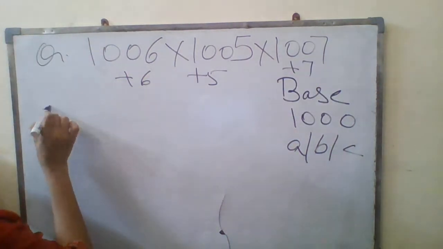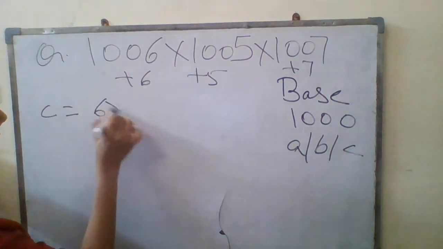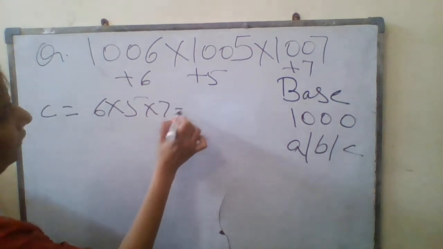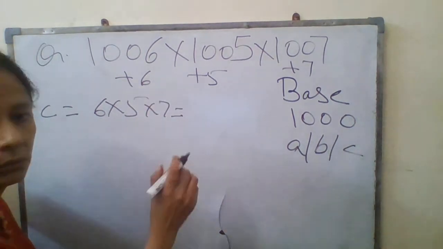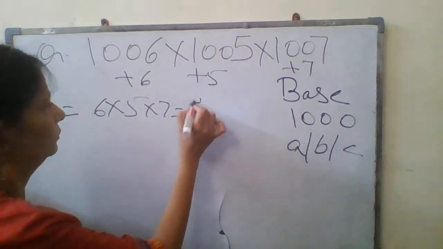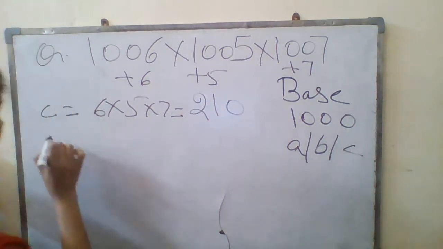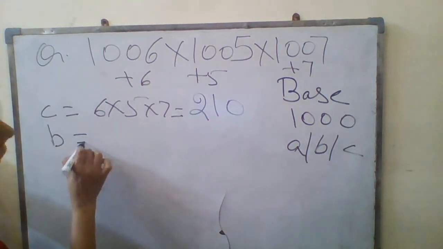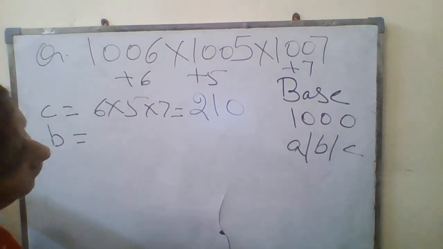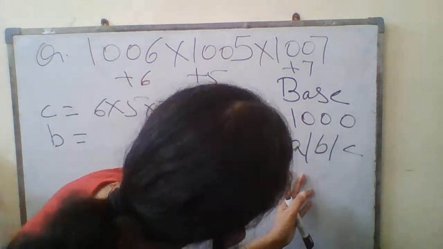Okay, so to find out C, what will you do? 6 multiplied by 5 multiplied by 7, which is equal to 210. Okay, now you find out the value of B. To find out the value of B, you look here carefully.